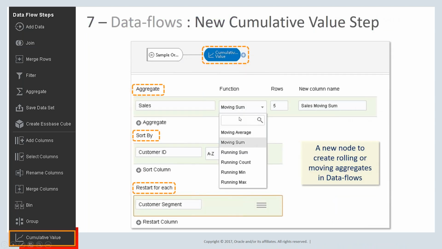There's a cumulative value step, the ability to do kind of a running total or year-to-date in here. By the way, this moving sum would be kind of like a year-to-date, and the slide should say in here, restart for each year. That's really more what you'd probably do in this: aggregate sales, sort by, then by month, and restart every year, something like that, to do this cumulative value.